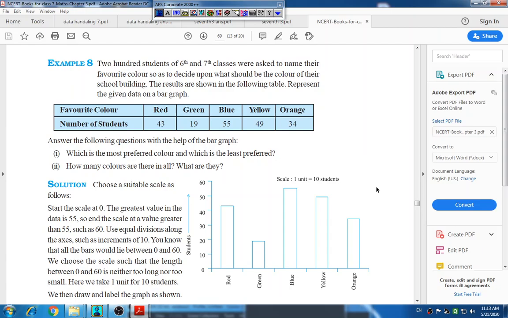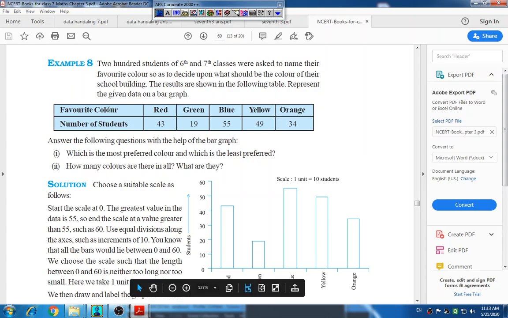Look at here one of the example. 200 students of 6th and 7th classes were asked to name their favorite color so as to decide upon what should be the color of their school building. The results are shown in the following table. Represent the given data on a bar graph.